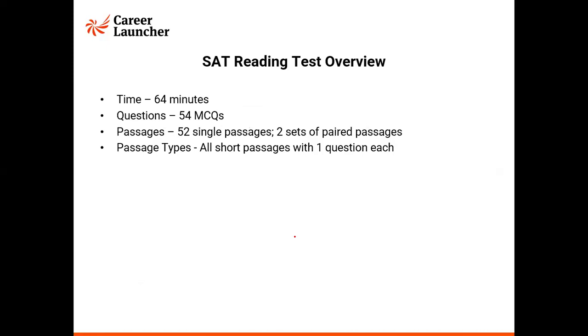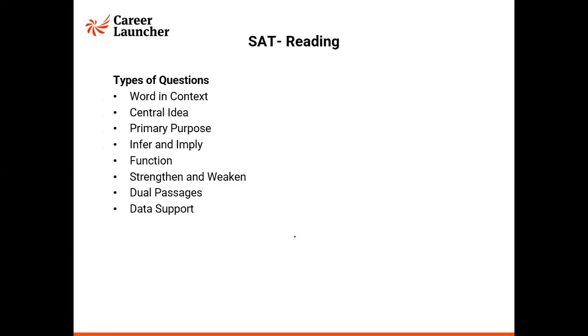Now, when it comes to verbal, we have 52 single passages and 2 sets of paired passages, right? A paired passage is basically when 2 passages are there, and based on that, there will be 1 question. However, these are all short paragraphs, and 1 question each is what you get. Let's talk about the reading question types. Here on your screen, you're able to see the question types that you will be having on the reading sections of the test.